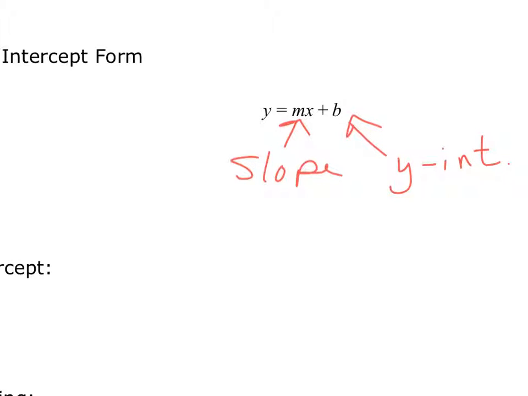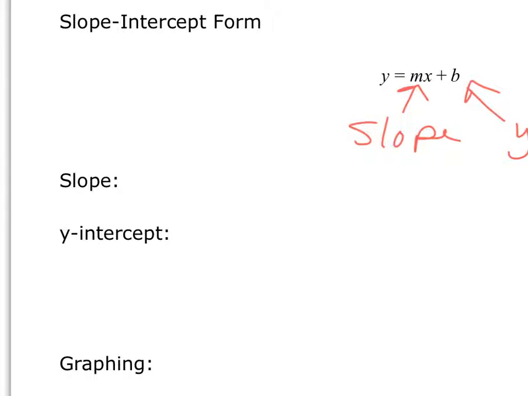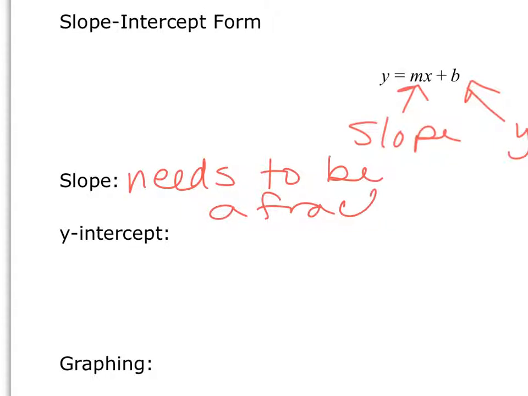Y-intercept. Y'all mind if I abbreviate that? So slope and y-intercept. So about the slope, I would prefer if it were a fraction. Needs to be a fraction. It doesn't have to be a fraction, but it's easier to graph when it is. And we're going to talk about that in just a little bit.